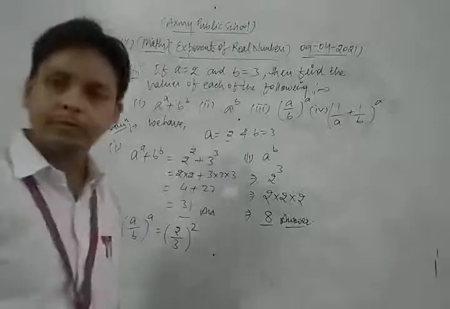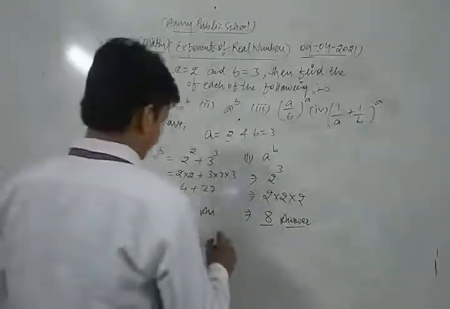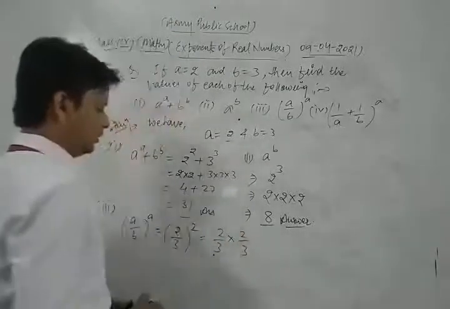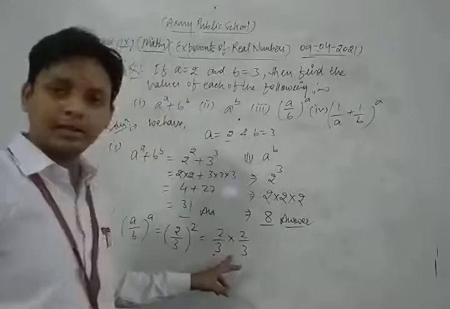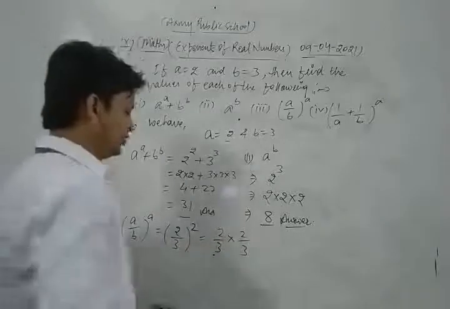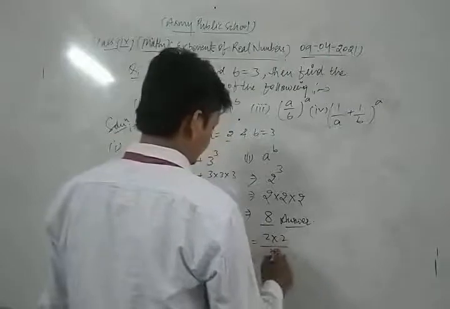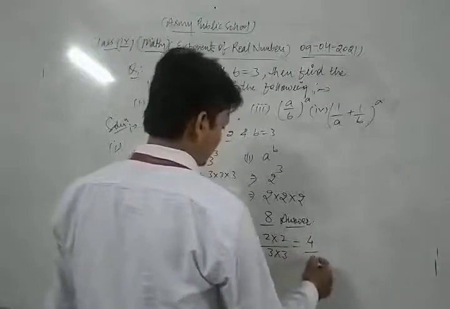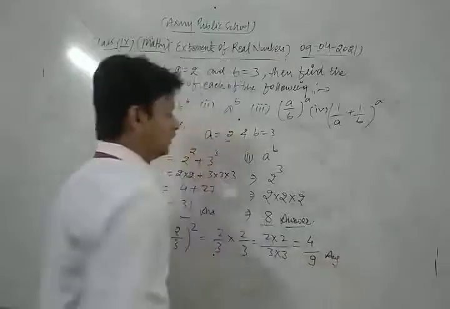The value of a is 2. Okay, now we just simplify them. We have 2 by 3, and we expand it and multiply: 2 into 2 is 4, and 3 into 3 is 9. So we get 4 upon 9. This is the required solution of the given question.